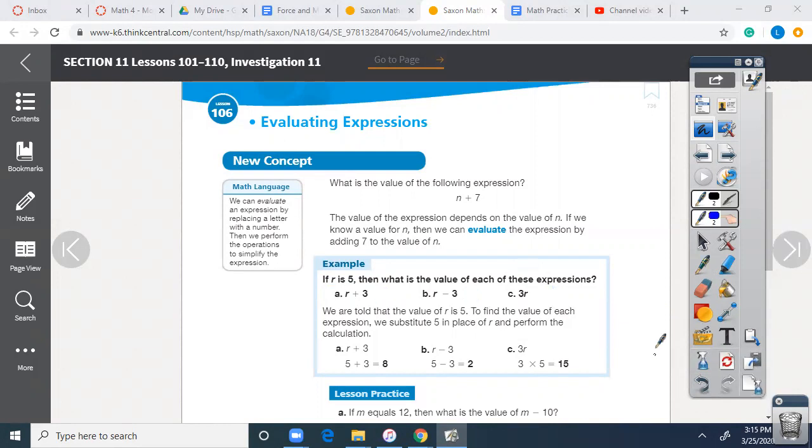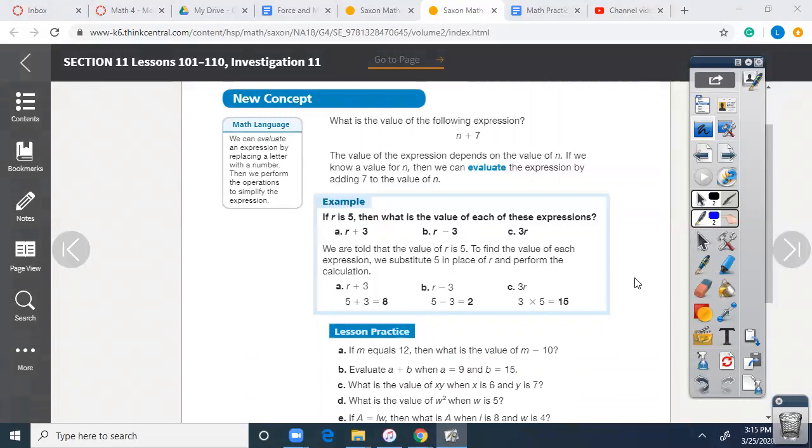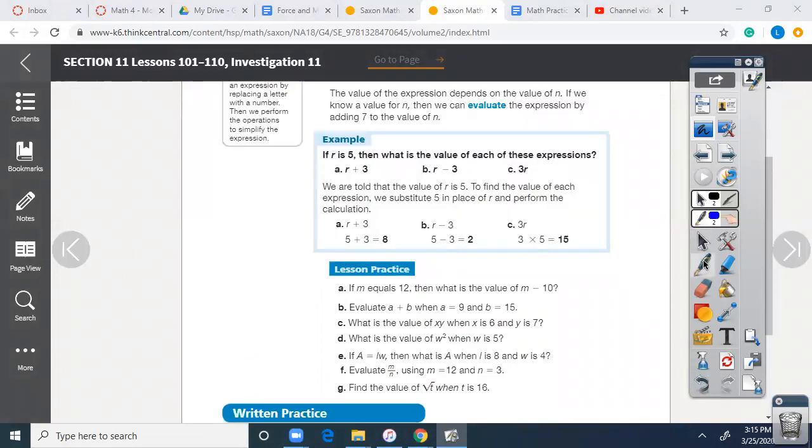We're going to scroll down. We're going to do some of the lesson practice together. Remember, when you have a variable, it will tell you what you're plugging in for that variable or that letter. The first one: if m equals 12, then what is the value of m minus 10? So m minus 10, instead of m, we're going to put 12. What's 12 minus 10? 2. So our answer to A is 2.